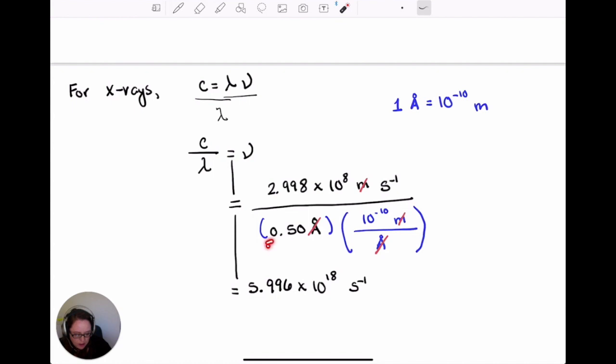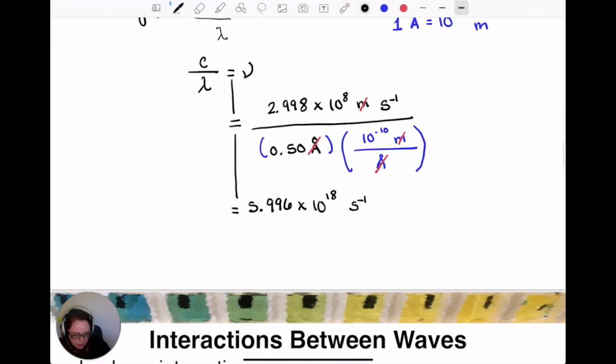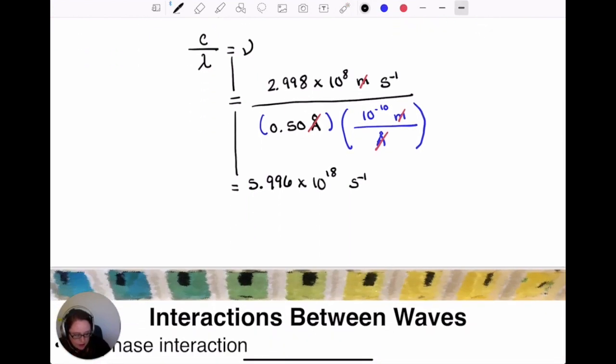So our leading 0 is not significant, the 5 is significant, and then our trailing 0 is significant. So I can round this to 2 sig figs. So I have 1, 2, and we have a 9 here. So then we're going to round up. So then this is approximately equal to 6.0 times 10 to the 18 per second.